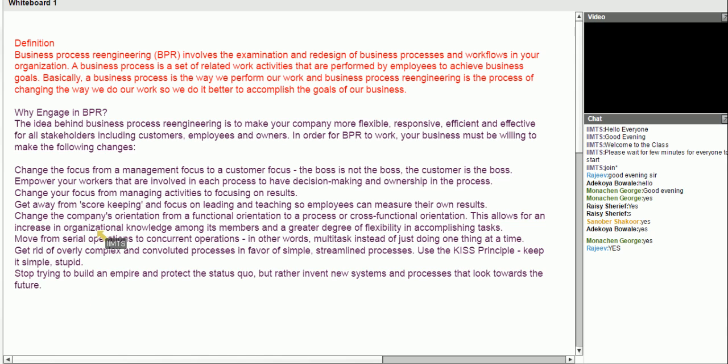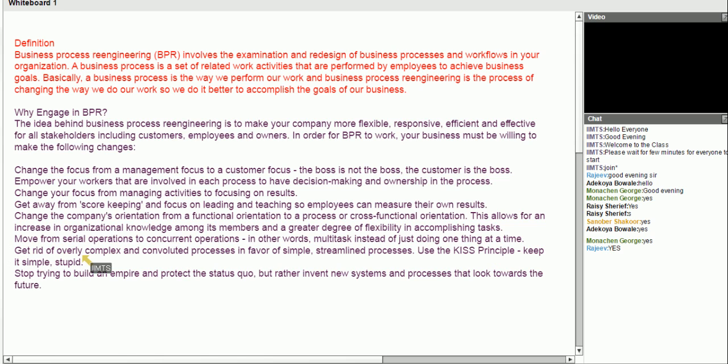So we are just discussing the basics of business process re-engineering. The sixth point: move from serial operations to concurrent operations. In other words, multitask instead of just doing one thing at a time. For implementing business process re-engineering, it is expected that your employees take up multiple tasks instead of just focusing on one task at a time.